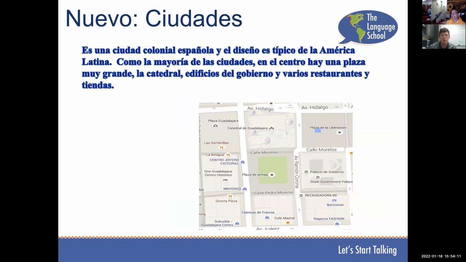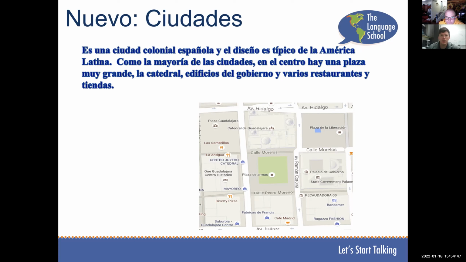Como la mayoría de las ciudades, en el centro hay una plaza muy grande, la catedral, edificios del gobierno y varios restaurantes y tiendas. Más despacio, por favor. Es una ciudad. It was a city colonized by Spain. Español? No. Essentially, yeah. It's a Spanish colonial city, or a colonial Spanish city.